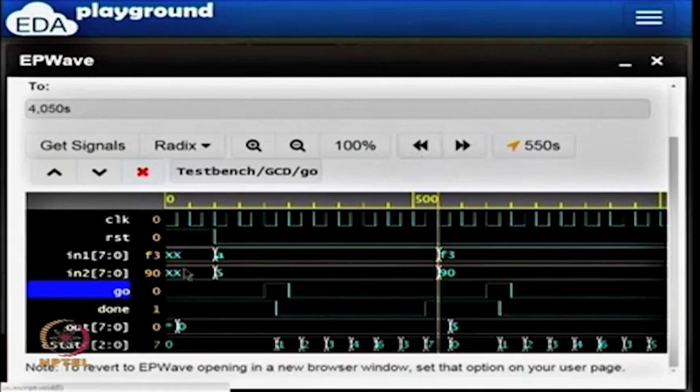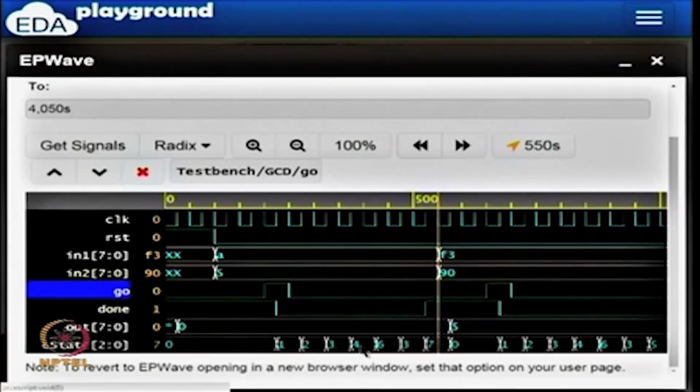So, I move it all the way to the left. It looks like initially the state machine is in S0. When go goes high, it goes to S1, which is what we expected from the state diagram. Then it goes to S2, it goes to S3. So, we gave 10 and 5 as inputs.